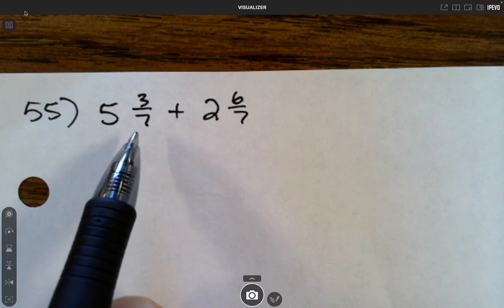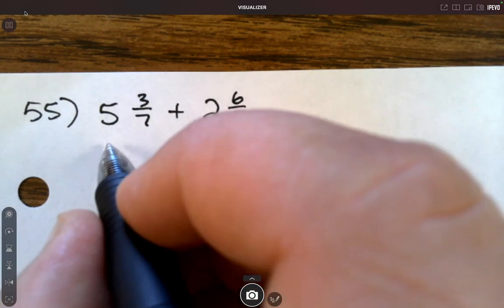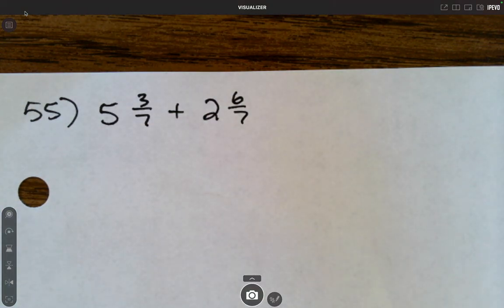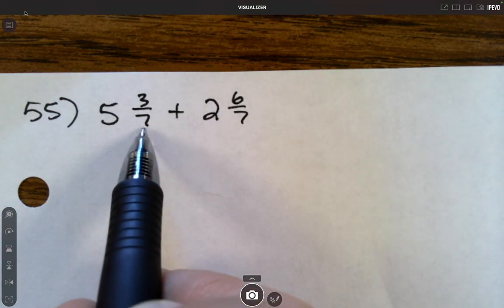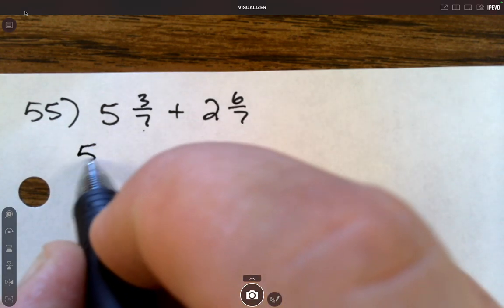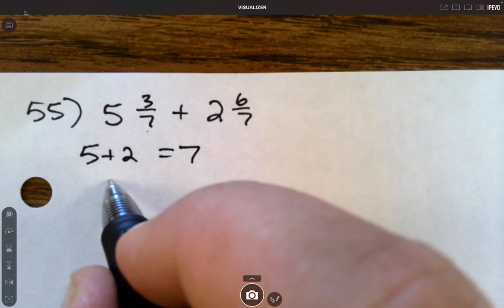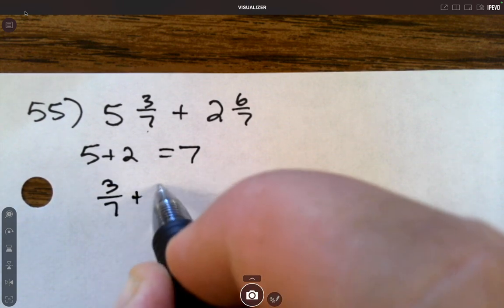Sorry, I'm thinking wrong. Back up. We don't have to change to improper fractions. So these are already like terms, so we can add the whole numbers together, and we can add the fractions together.